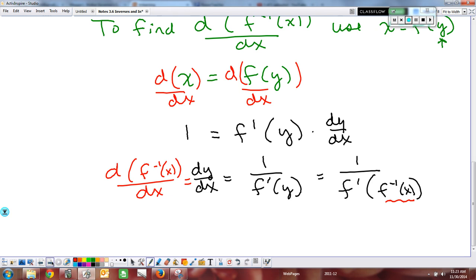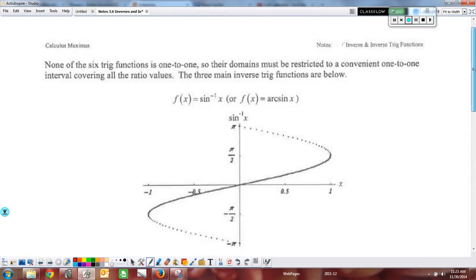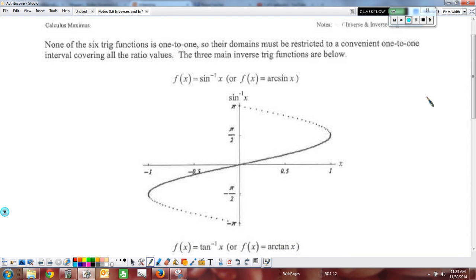All right, now let's talk about the inverse trig functions, a special case. A little bit of review first, making sure that you remember that none of our 6 trig functions are one-to-one. They fail the horizontal line test. So we have to restrict their domains, and the domain that we restrict becomes the range of the inverse, and so we call those the principal value ranges.